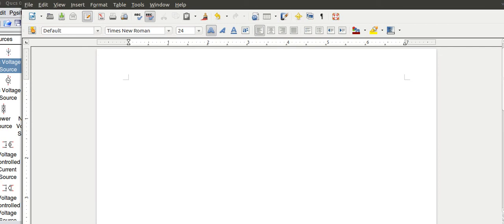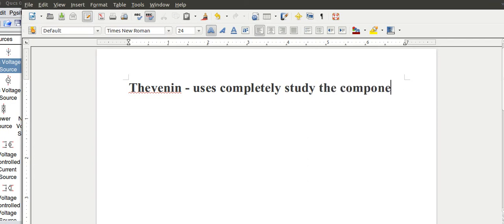Okay, today I want to talk about Thevenin, and the uses of Thevenin are to completely study components in a circuit. What can happen to a component in a circuit? Well, it's going to work a long time, not have any trouble out of it, right? Sure. What happens, however, if it fails? If I have failure, I'm usually going to get a short or an open.